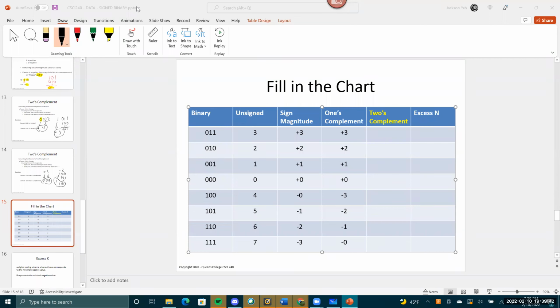So this is essentially what excess K does. Excess K means binary zero corresponds to negative K, whatever K is set to. All right. So for example, if I have excess 10, that means that binary zero, I'm just putting 3 zeros here, to decimal conversion, 0 corresponds to negative 10, because this is this number.